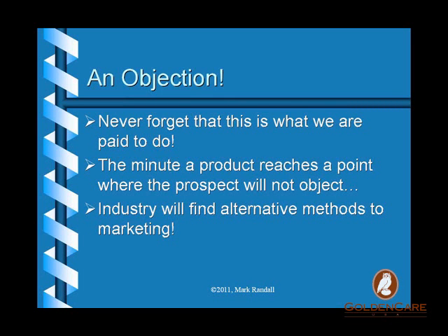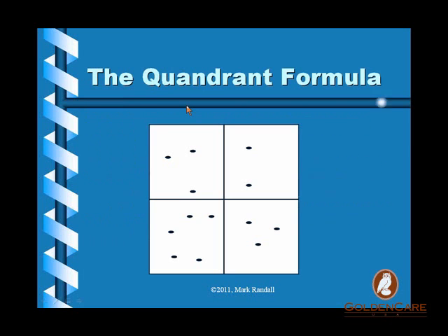Anytime a product reaches the point that the client knows they have to buy it, there's no more need for a salesman there. So the best thing we can hope for is the client's going to object. And what we have to do is recognize exactly what that means.